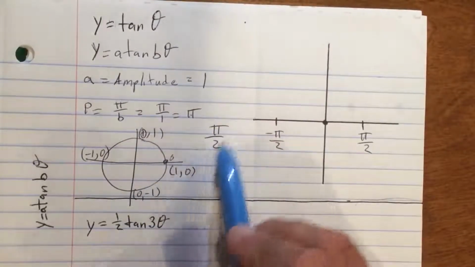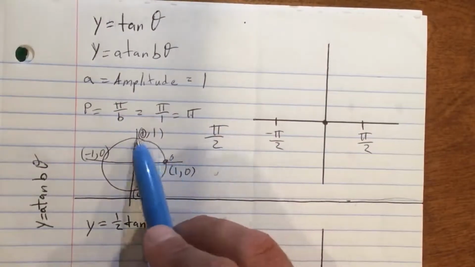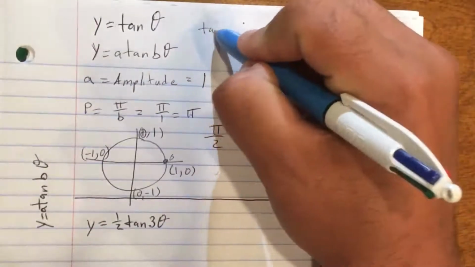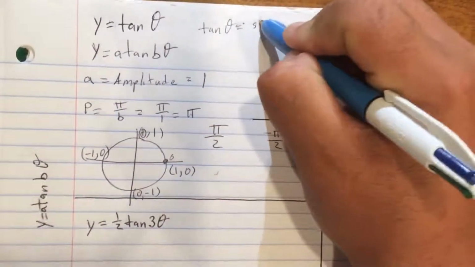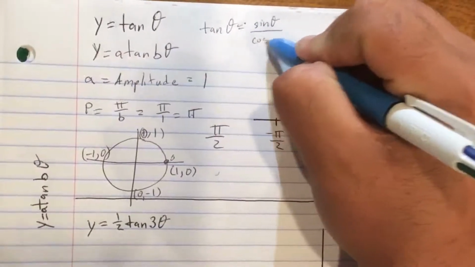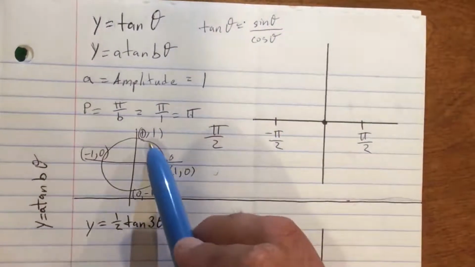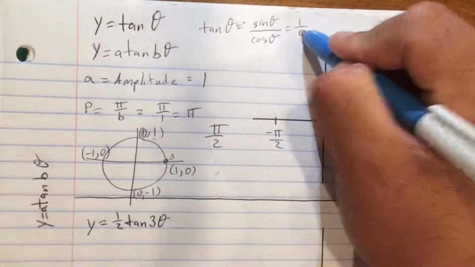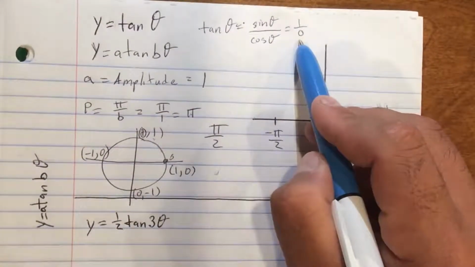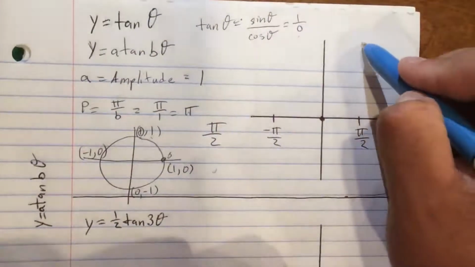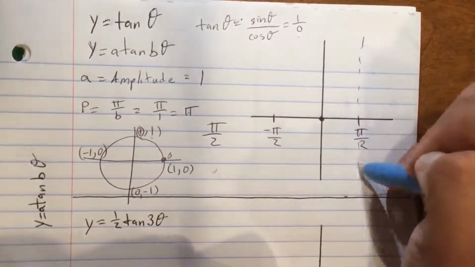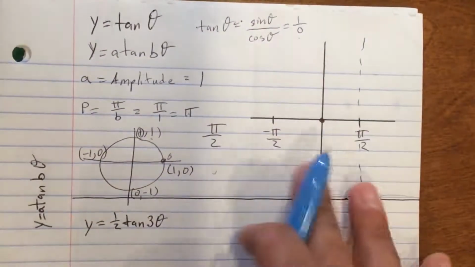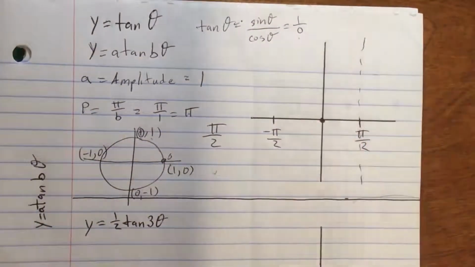That relates to this right here, because if we were looking at pi over 2 on our unit circle, it goes to here. And if we remember correctly, tangent of theta is equal to sine theta over cosine theta. If we were to do this here, this would be 1 over 0, but you can't do this, it's undefined. That means tangent of pi over 2 is going to be undefined, so there's going to be an asymptote. That means our tangent graph will never cross this line.